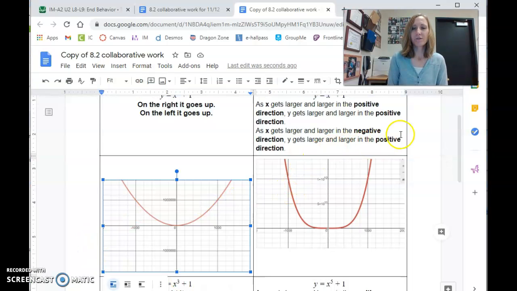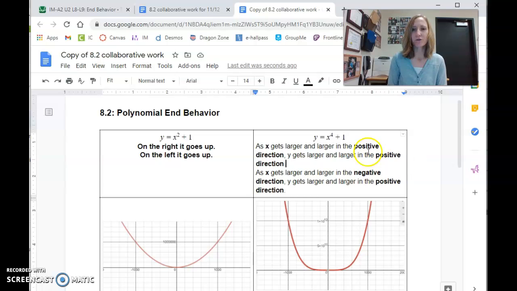So in this case, we could say that as x gets larger and larger in the positive direction, which is the same thing as where we said on the right side, then the y values get larger and larger in the positive direction, which is another way of saying the graph goes up. And then again, as the x values get larger and larger in the negative direction, aka on the left side, the y values get larger and larger in the positive direction. In other words, they go up.